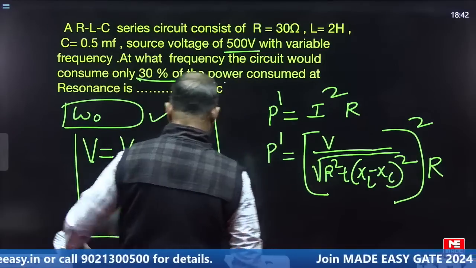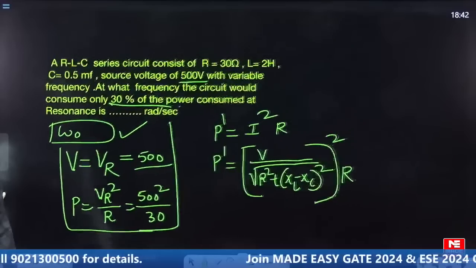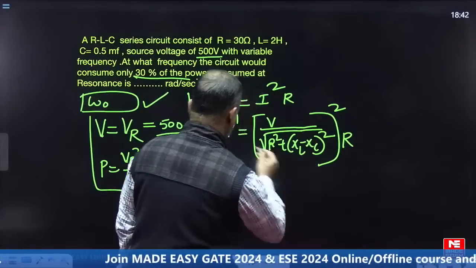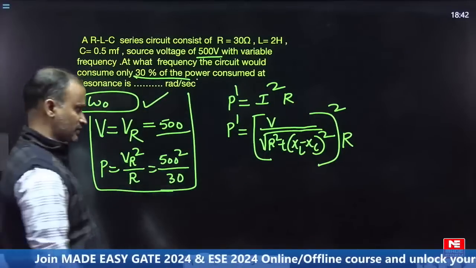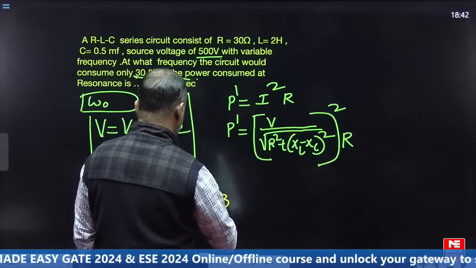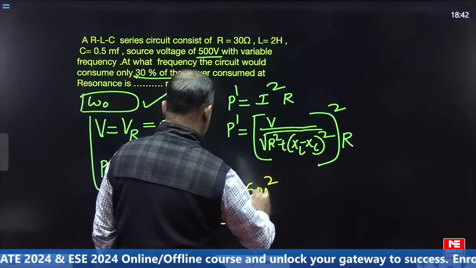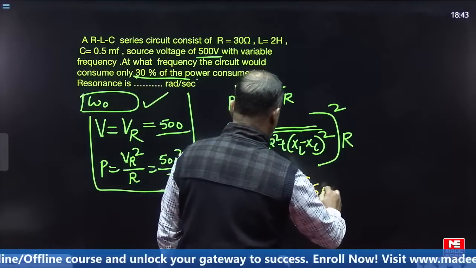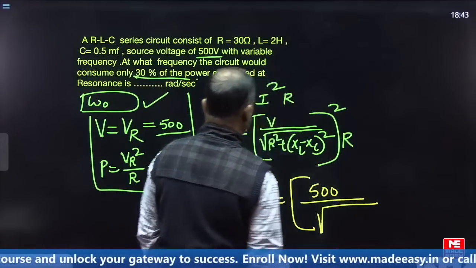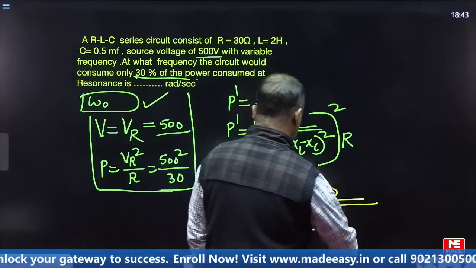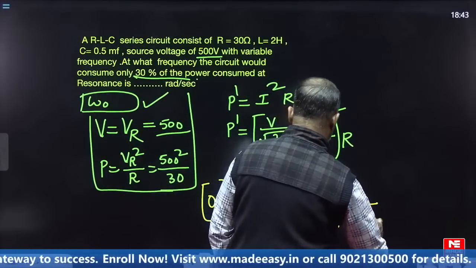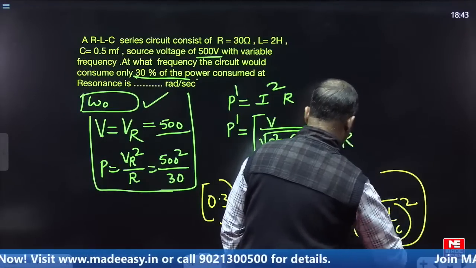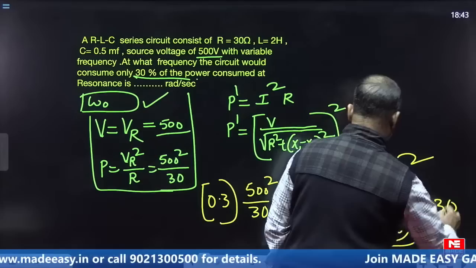Now if you substitute the respective values, P dash is given in the question, how much? 30% of the power at resonance condition, 30% means 0.3. The source voltage is given, how much? 500. Now the resistance value is given. XL we write as omega L, XC is 1 by omega C. The resistance value is given as 30.